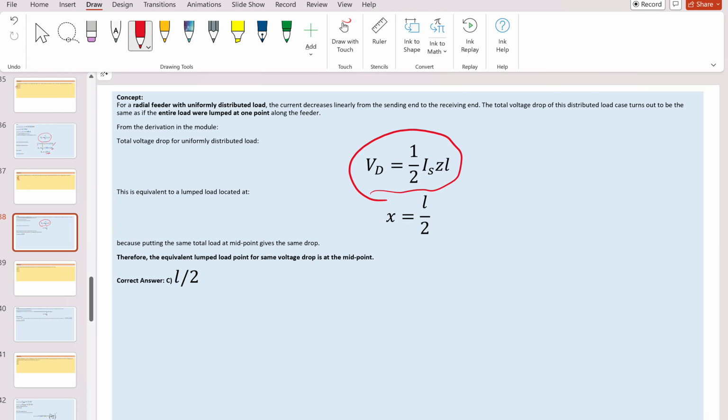Lump load means this will be equivalent to when you have a radial feeder which is uniformly distributed, so the current decreases linearly from the sending end to the receiving end. The total voltage drop you experience turns out to be the same as when the entire load is lumped at one point along the feeder. So it will be at the midpoint, the center of that. The equivalent has the same voltage drop at the midpoint.